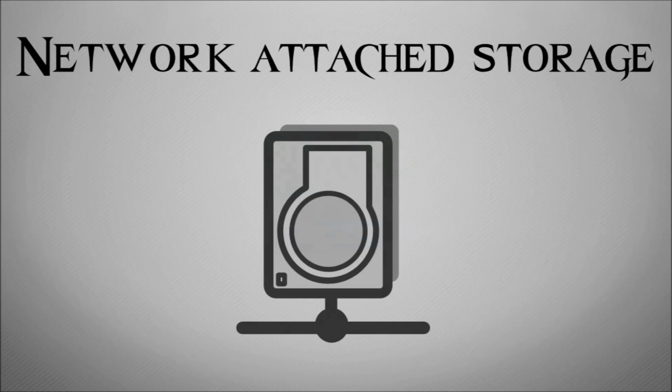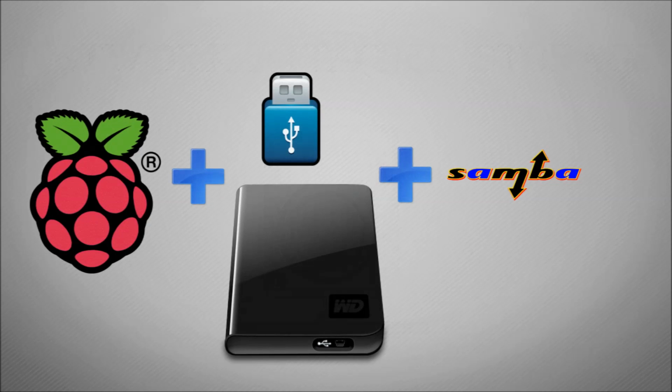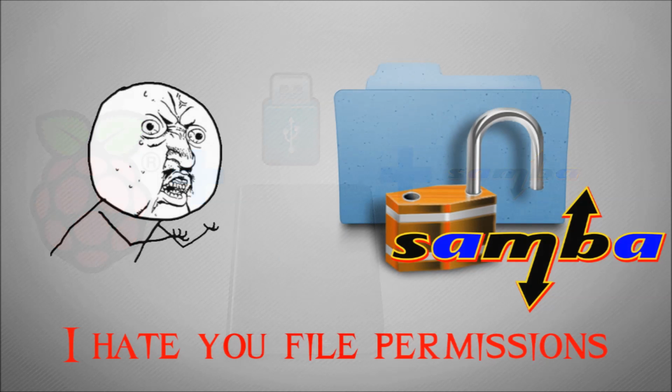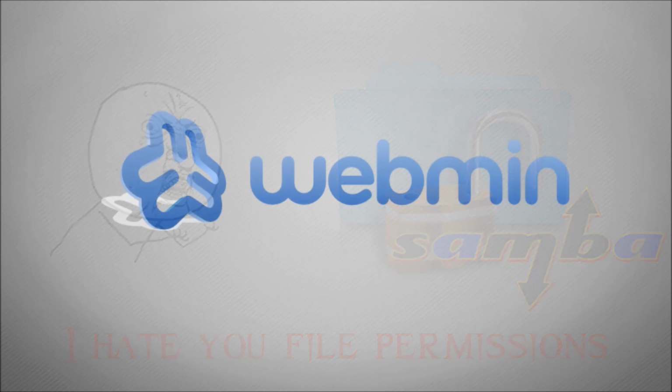So in this video, we're going to look at setting up a network attached storage device, or a NAS, and we're going to need to use a Raspberry Pi, a USB key or hard drive, and we're going to use the software module Samba, which allows a Windows file share to be accessed over the network from a Windows machine. And if you run into any problems, it's probably going to be file permissions. That's going to be the bane of your life if you try to set this up and have any problems. And also, we're going to set this all up using Webmin.